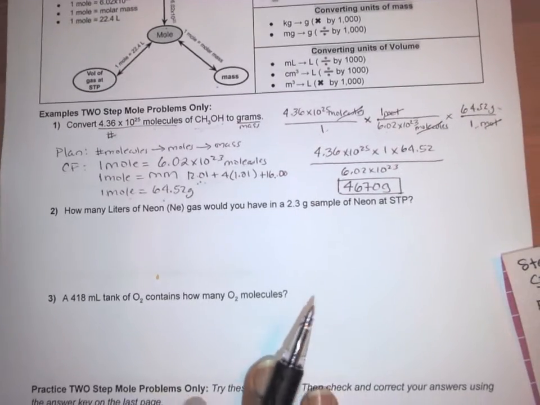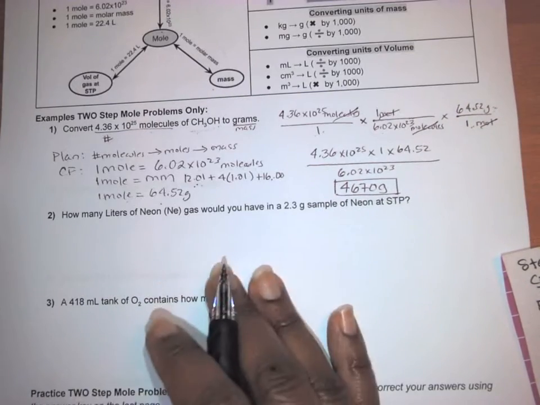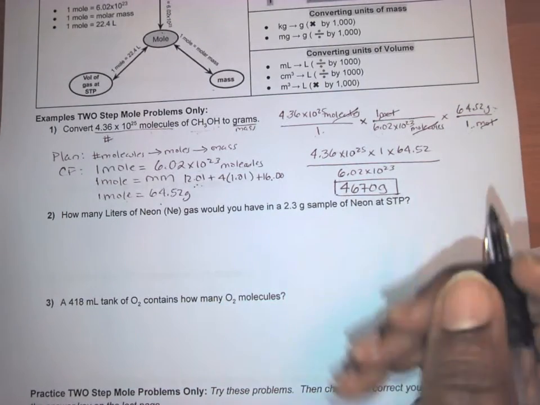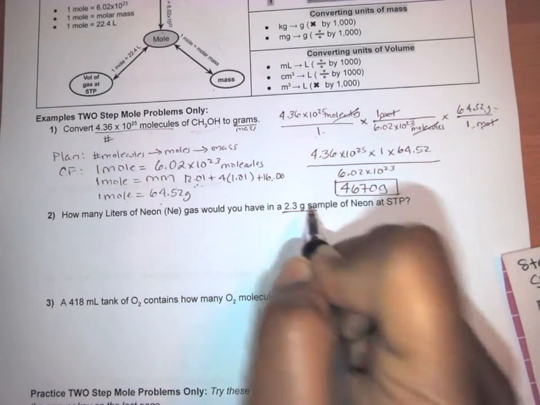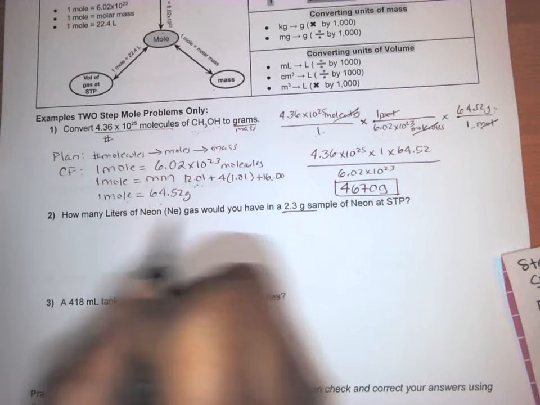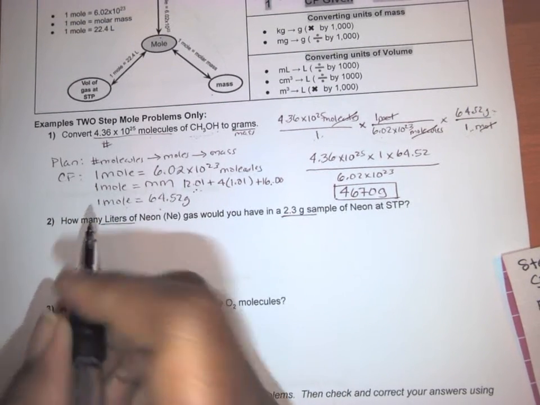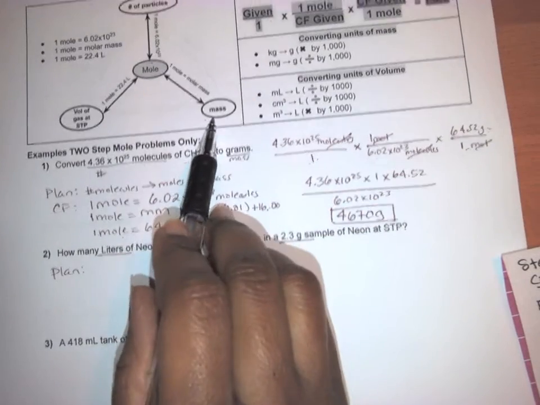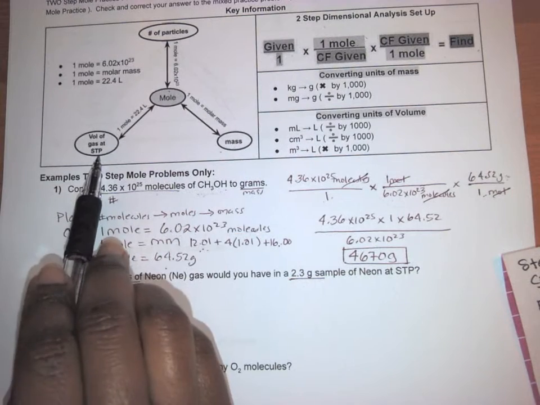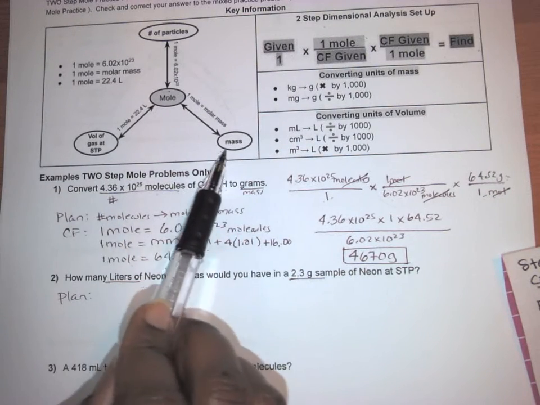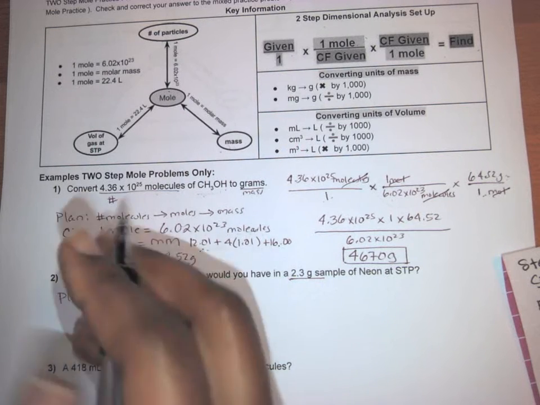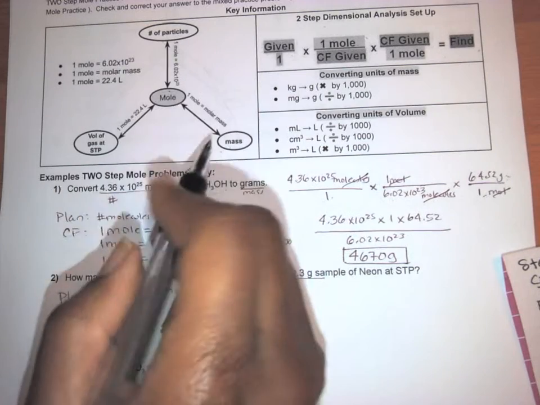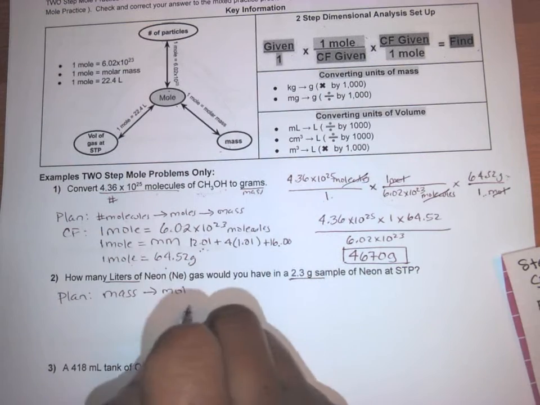Okay, let's go ahead and do another problem now. In this problem, it asks how many liters of neon gas would you have in a 2.3 gram sample of neon at STP. So I am given my mass, and I want to find my volume in liters. All right, so my plan: I'm starting here at the mass. I want to go over here to volume at STP. So from mass, I go to moles. From moles, I go to volume.